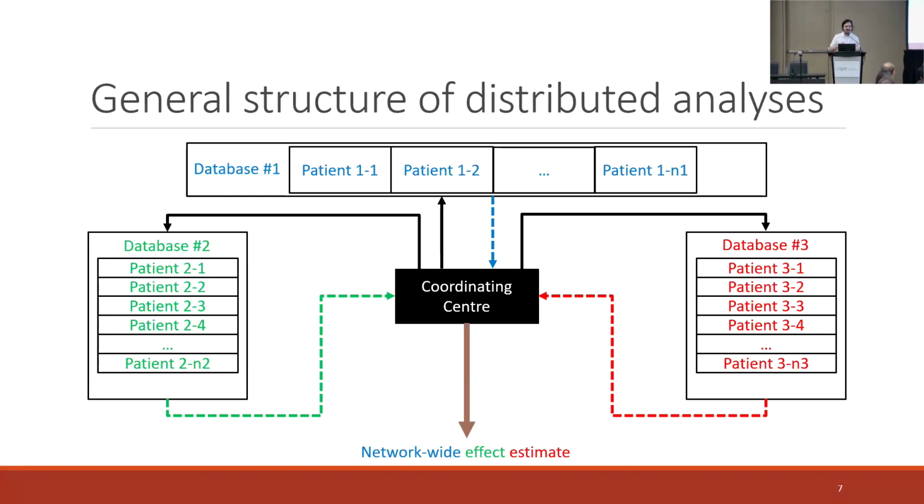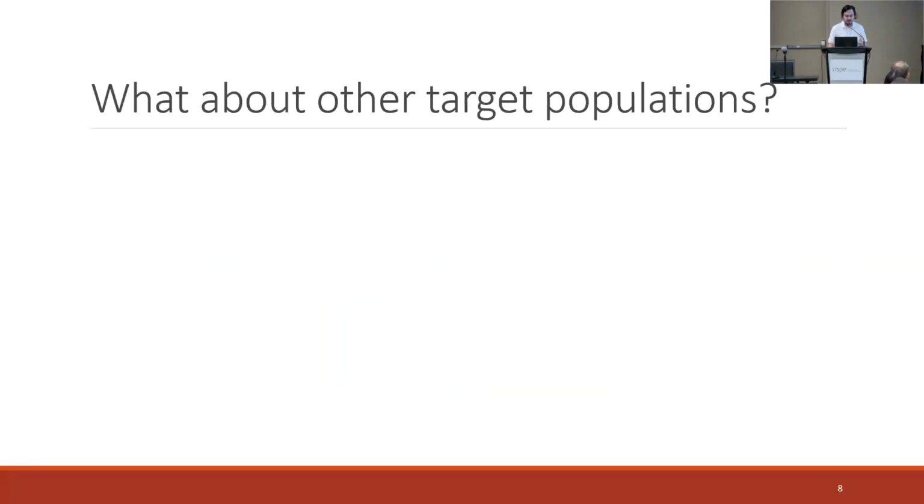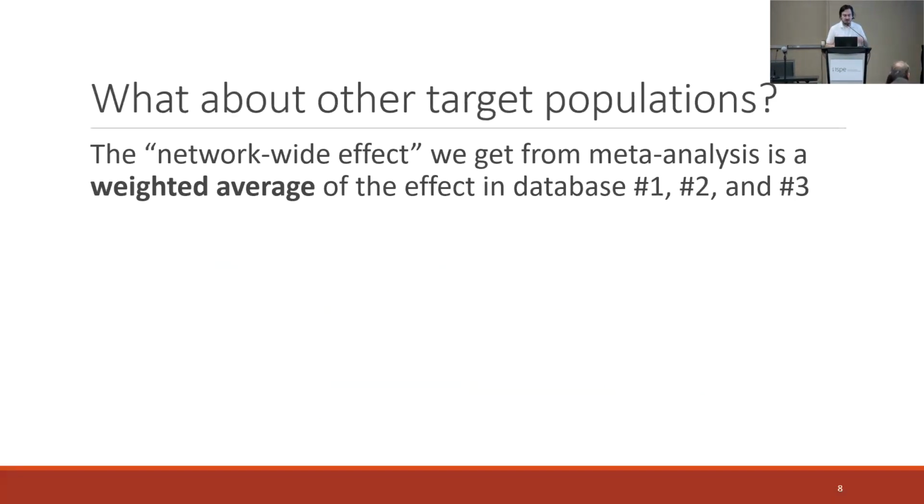And this is kind of the effect in the whole network, but not really. That's a whole other talk to even describe what that's estimating. But what about other target populations we might care about? So this network-wide effect is going to be some sort of weighted average of these three different effects. Depending on what method you use, it's going to weight different areas differently.